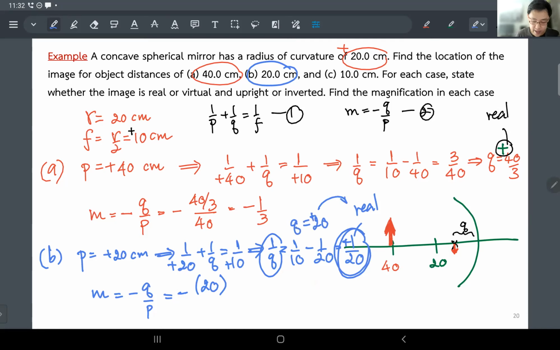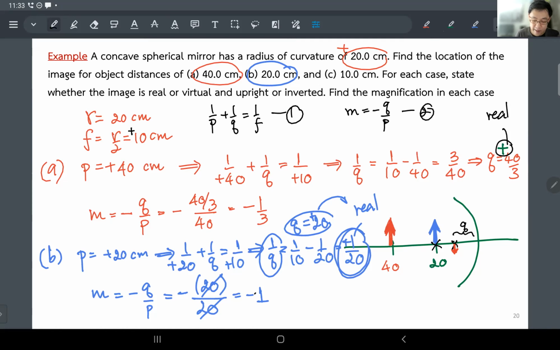That's real. Divided by P. P is also 20. Oh, that's good. That's just negative 1. What does it mean? It means for part B, you place your object at 20. That's your object now being placed at 20. Now you get the image at exactly 20. Is that cool? So your image is just exactly at 20.